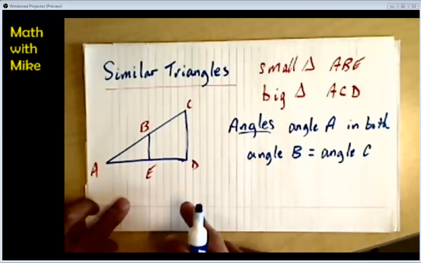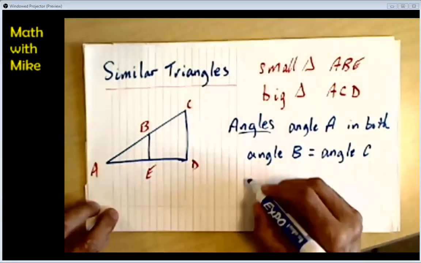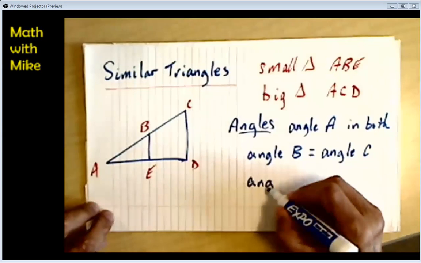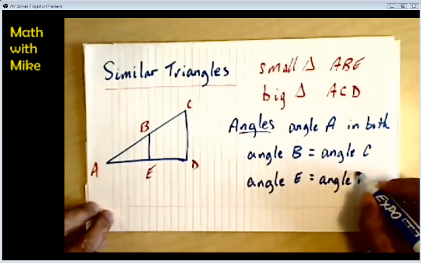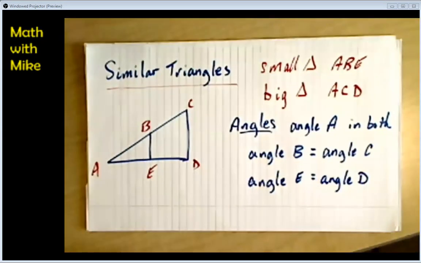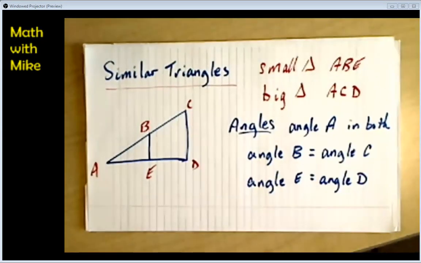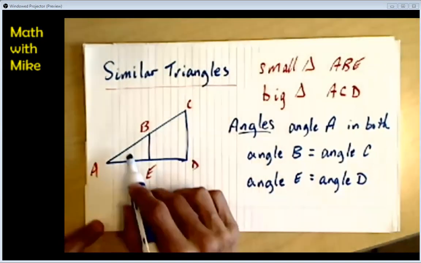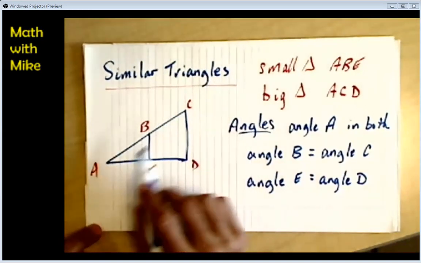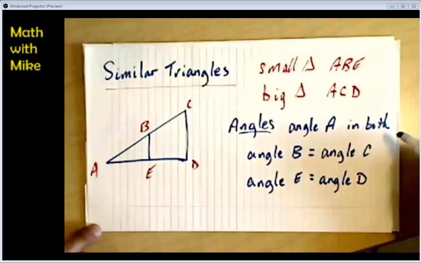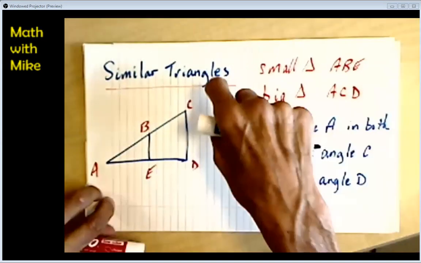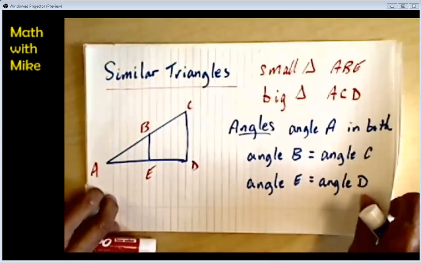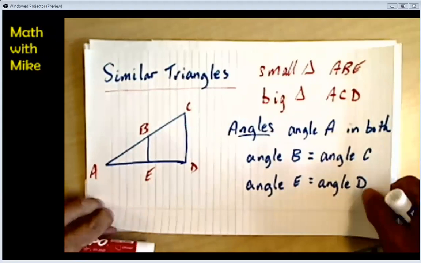And then down here, angle E is equal to angle D. So what we have is two different triangles with the same angles, same size of angles. And that's what we can say similar triangles are.